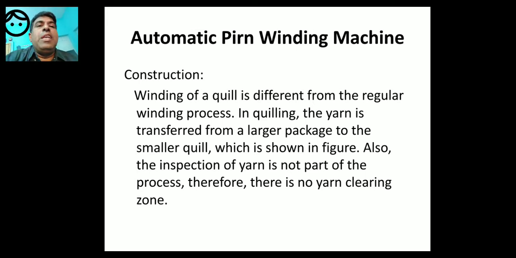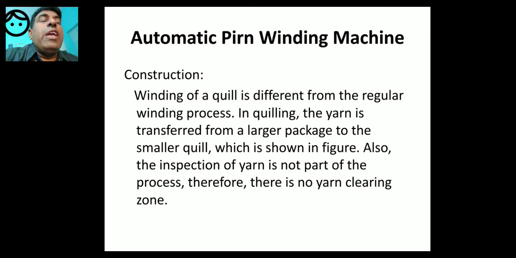So here, the same thing is said. Winding of a pirn is different from the regular winding process. Regular winding process is conversion of ring bobbins to cones. That is the regular warp winding mechanism, in the autoconer or link coner. Please remember the words, that is known as warp winding. Pirn winding is weft winding.